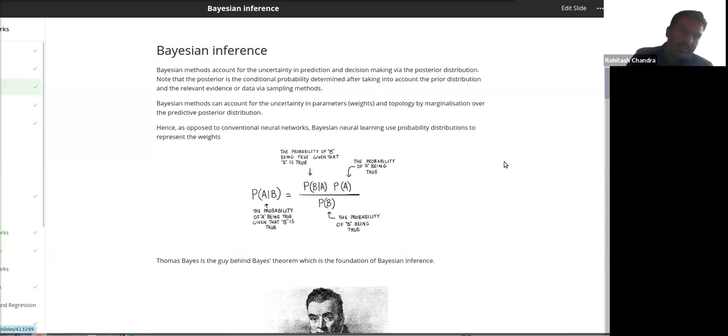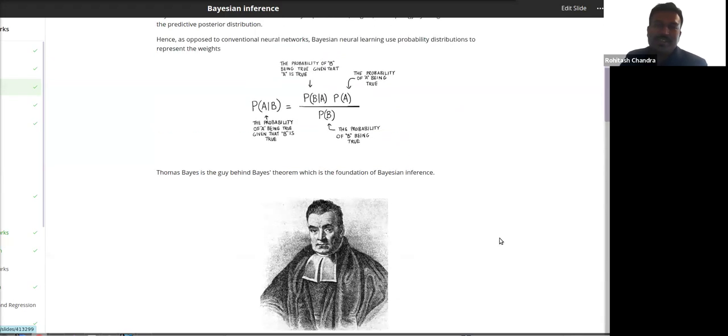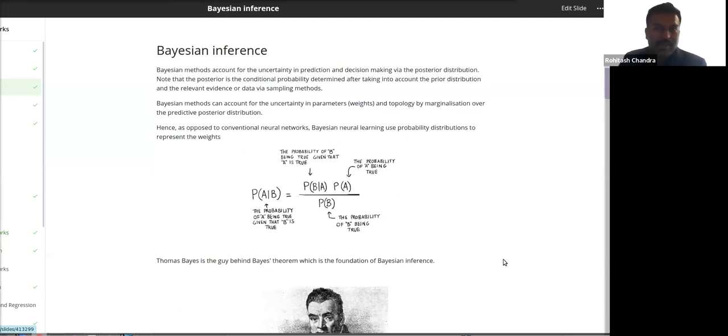First things first, Bayesian inference. This is Thomas Bayes here, and he was quite interested in gambling and making money. He wrote a series of notes, and after he died, those notes were discovered, and Laplace and colleagues established the theory behind Bayesian inference. But what is Bayesian inference?